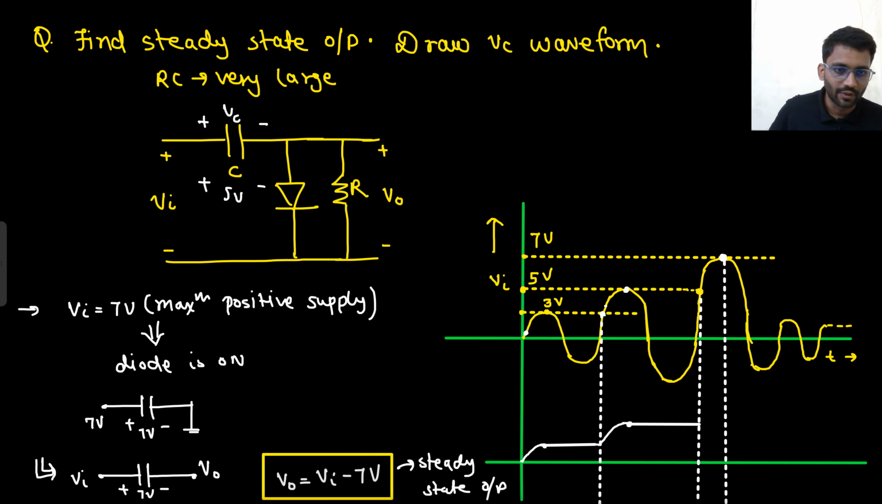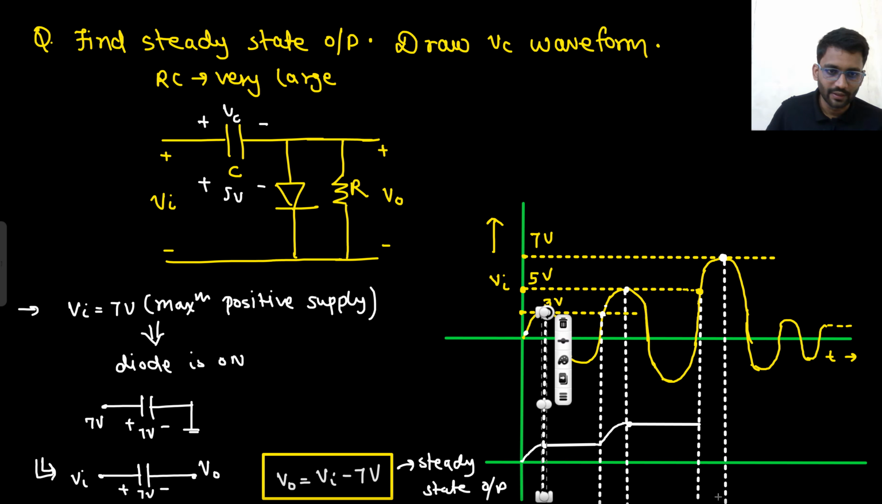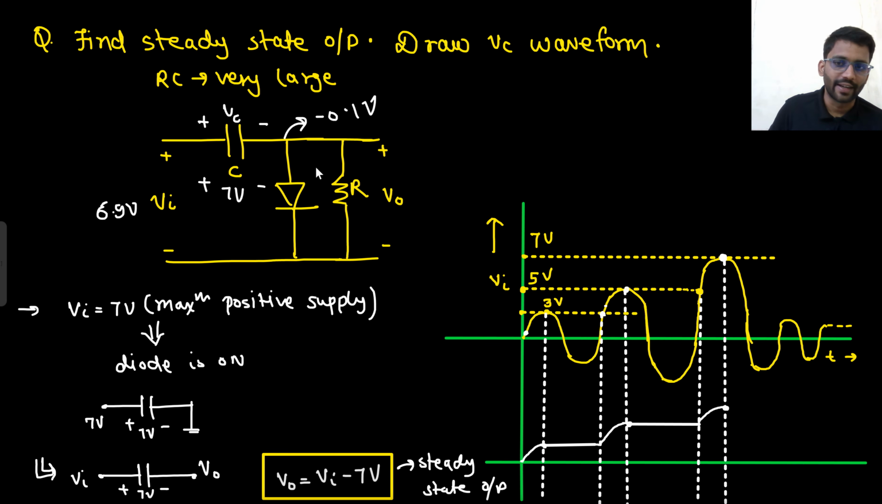The capacitor is again following the input till this point, and here till this point, and here till this point. So it will again follow the input till 7 volt. But once it has reached 7 volt, now our capacitor is charged to 7 volt. The next moment it is going down from 7 to 6.9. Here 6.9, here 7. So the potential will be minus 0.1 volt, and that will turn off the diode. If the diode is turned off, it will retain its voltage. It will always be at 7 volt only.